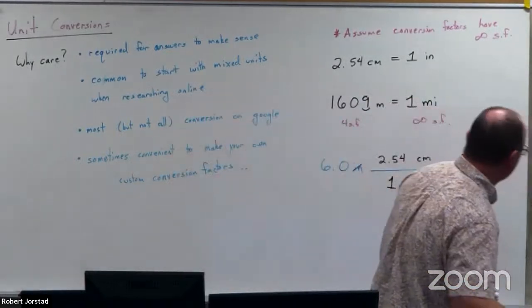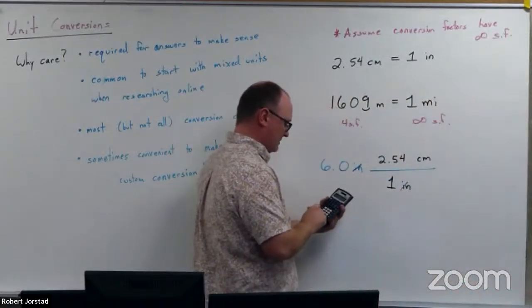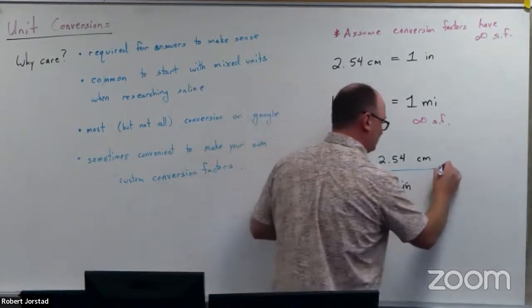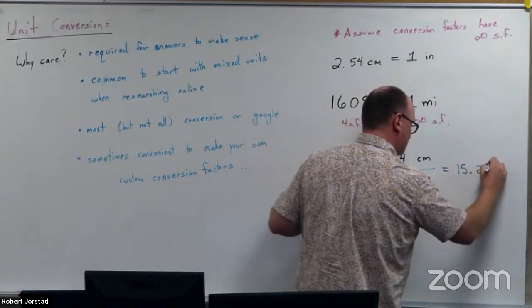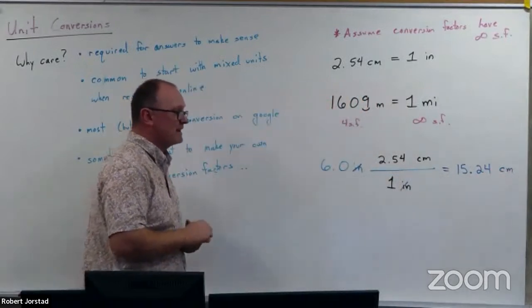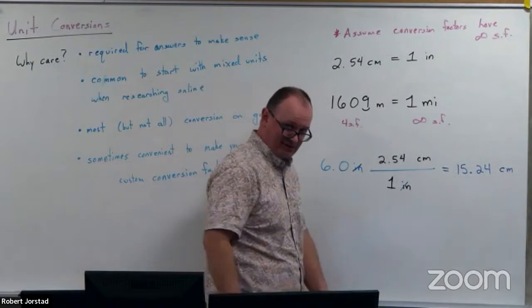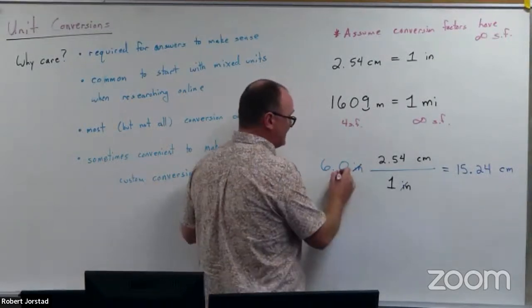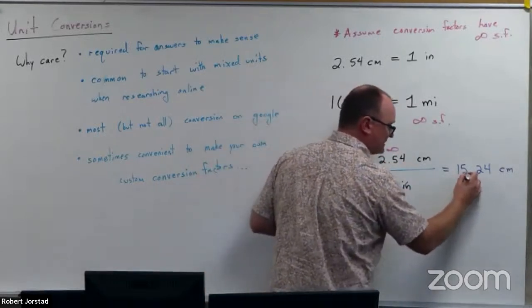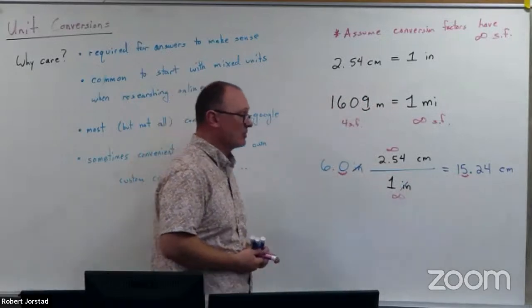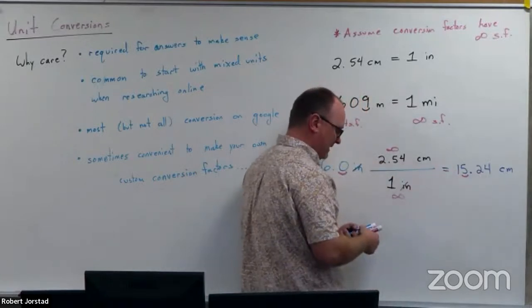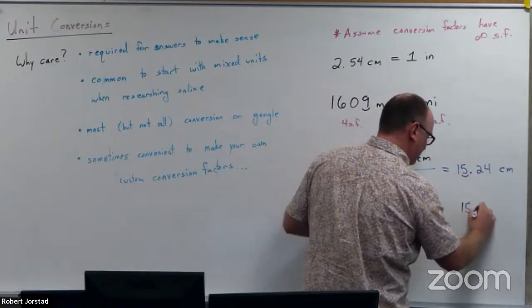I punch it into my calculator. I get 15.24 centimeters. A quick comment. How many sig figs should this answer have? Depends on who your teacher is and what the subject is. This has 2 sig figs. This has infinite. This has infinite. We'd expect 2 sig figs. However, in a lot of engineering courses, your instructor might ask you to include an extra digit if the first digit is a 1. So for me, you can call this 15 centimeters.